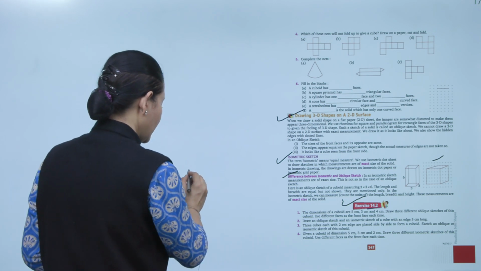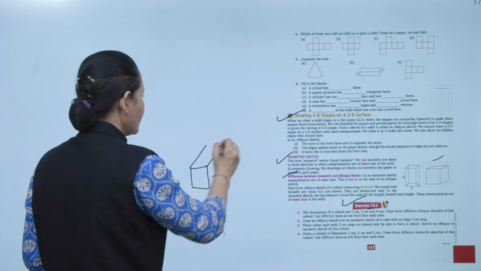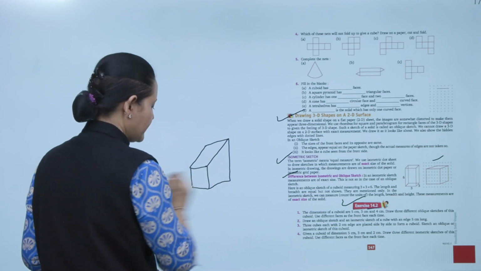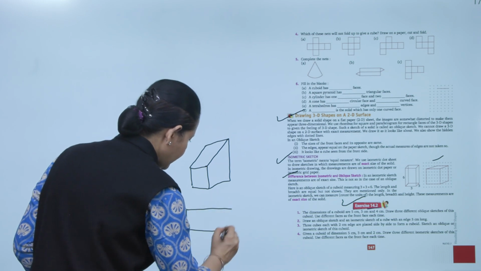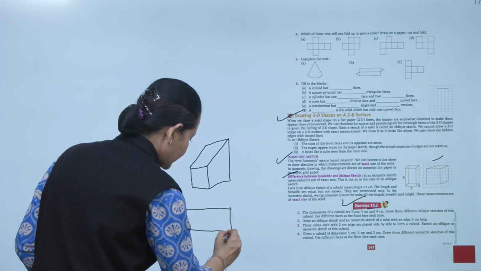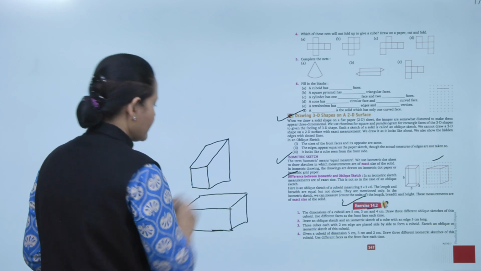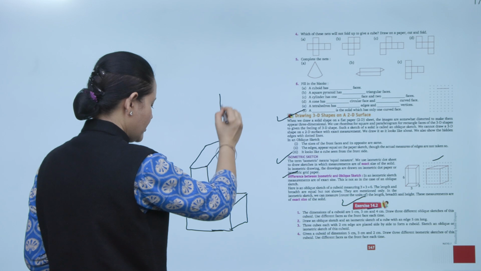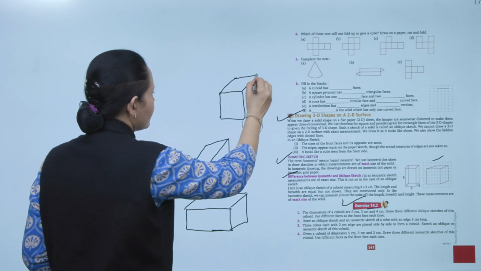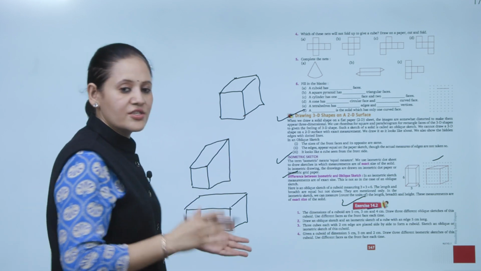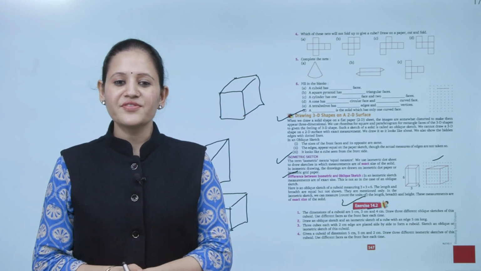So here you can draw like this. You can also draw like this. And third, like this, you can draw different sketches. Clear? So practice all the questions of this exercise.